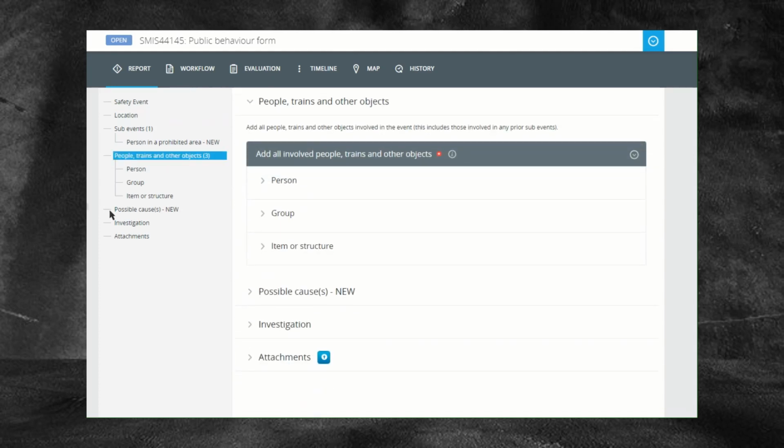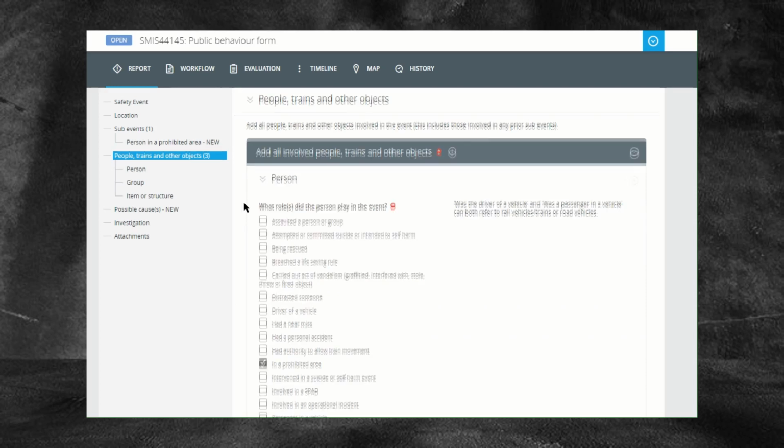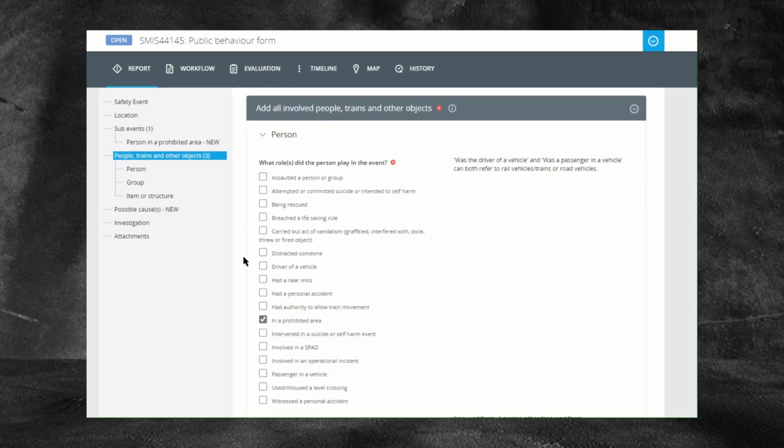So I've already added the objects, but again, you can add the objects via the section repeater here. So let's first look at the person object. For the person object, we would select the role of in a prohibited area. And almost all of these person in prohibited area events will need to have a person object added.